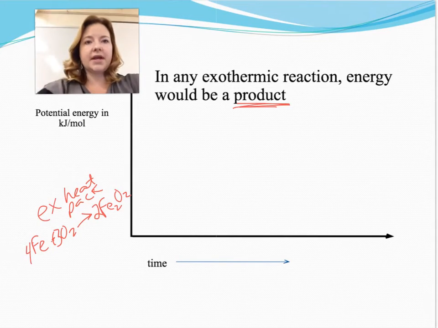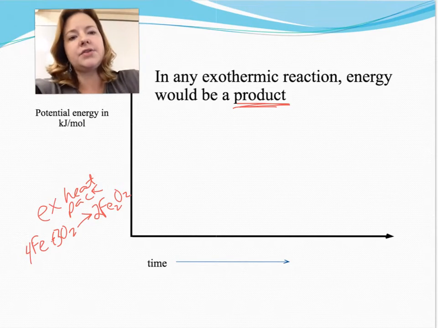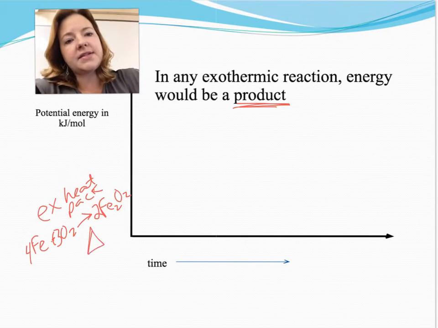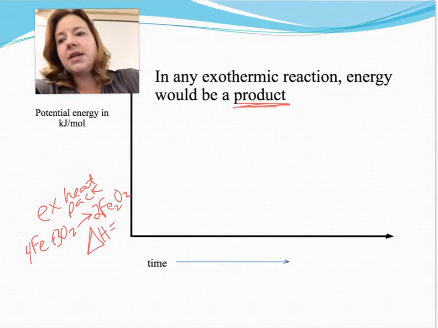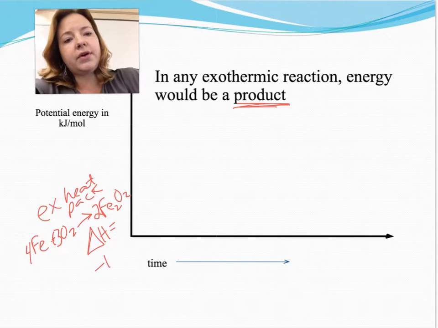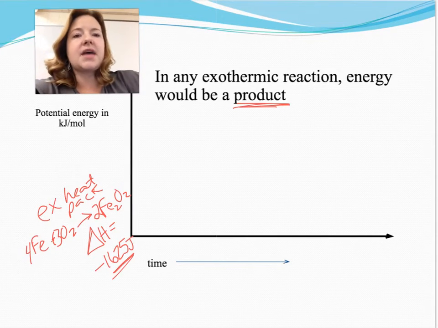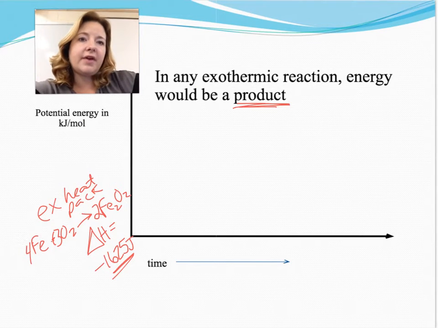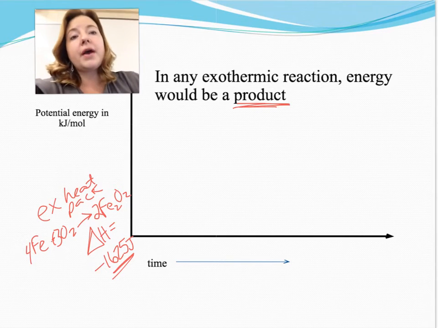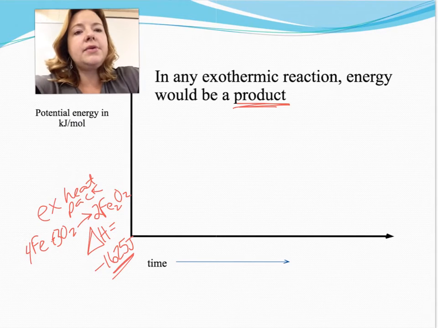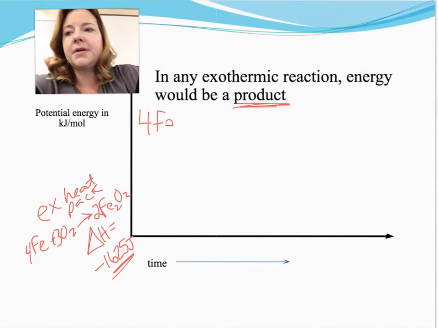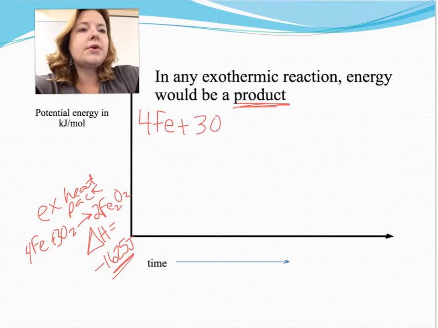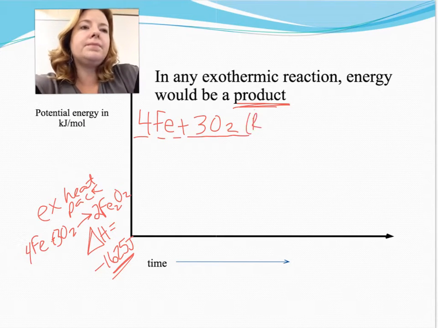Well, when this reaction happens, heat is a product. So we would say that delta H is equal to negative 1,625 joules. So that means that 1,625 joules was given off. So if I were to show this in a graph, I would start with my reactants having a higher potential energy. So I would put my reactants up here.